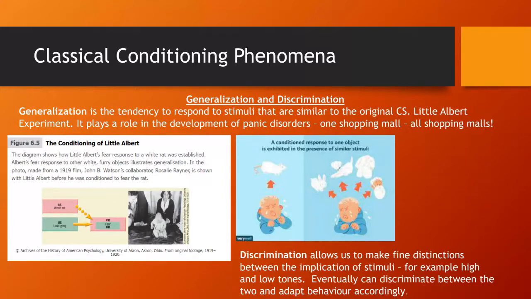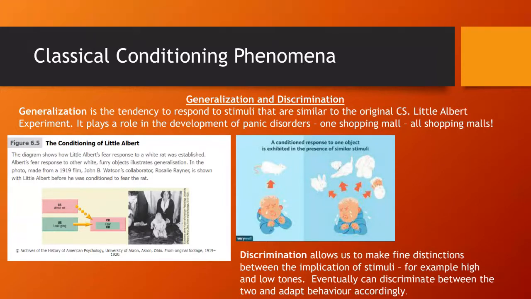So the experiment that is obviously a very controversial experiment is called the conditioning of little Albert. And little Albert was a baby, and basically he was conditioned to fear a rat. So every time this little white rat was presented to the baby, they would bang a gong.